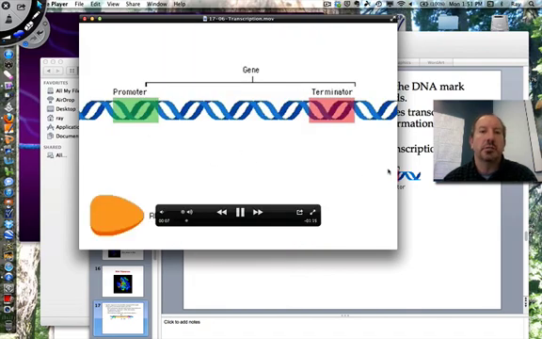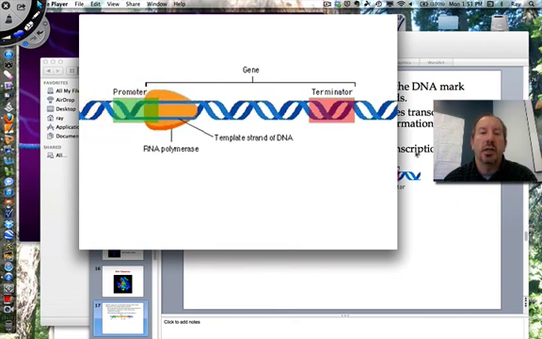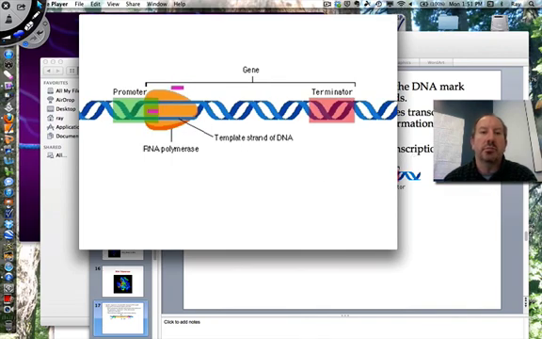And so as I mentioned, here is this promoter area. This promoter sequence is where the RNA polymerase, shown in orange, is going to attach. And then it moves along, it opens the DNA up, and so it exposes one of the strands which it's going to copy, called the template strand. And then these little pink small nucleotides are RNA nucleotides.